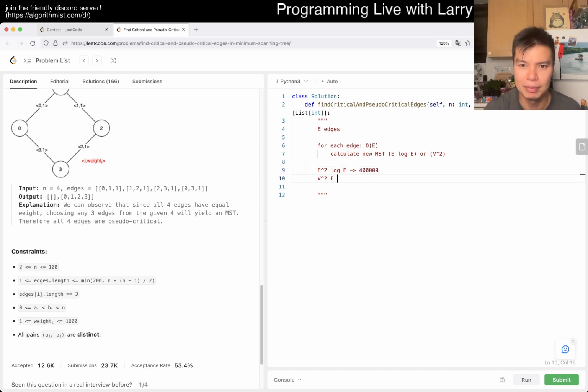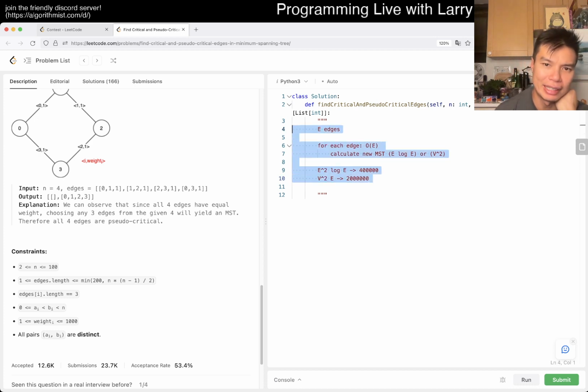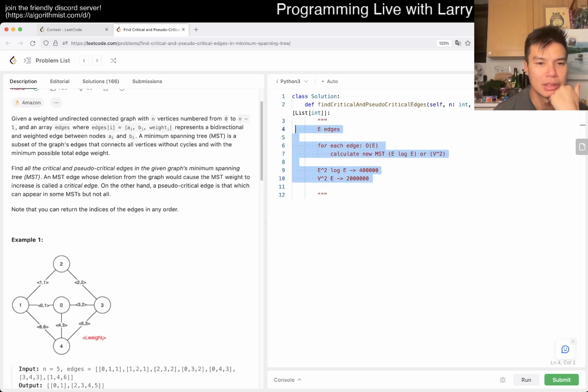Just back of the envelope, right? And this is times 100, which is a little bit slower, but still fast-ish. Oh no, I did E squared. So it's not fast, but it's not slow. This would probably be good enough if we just did naive for the critical edge. And that's how I would think.